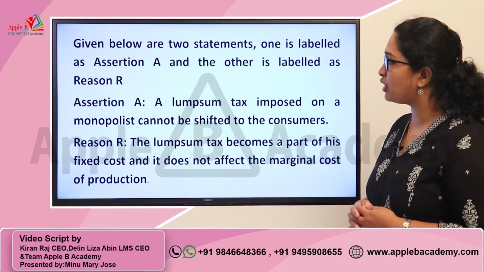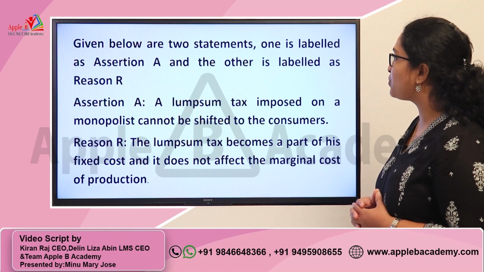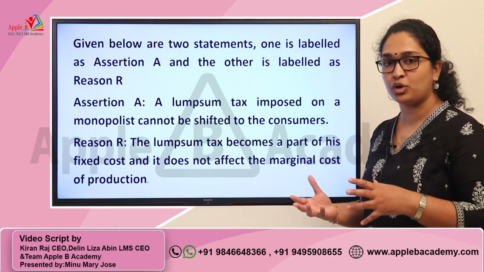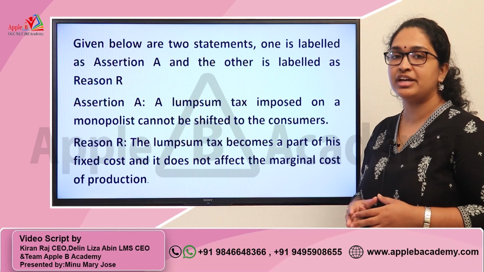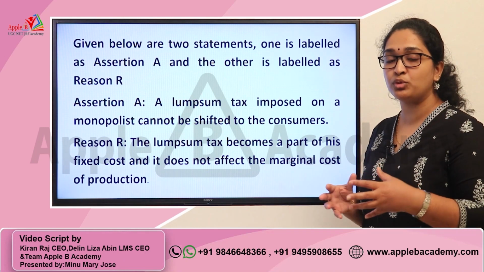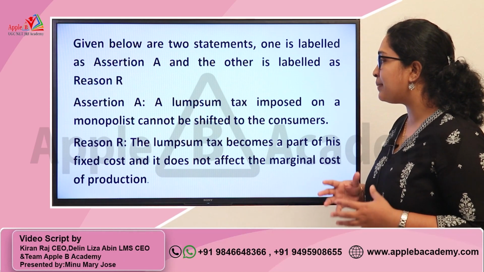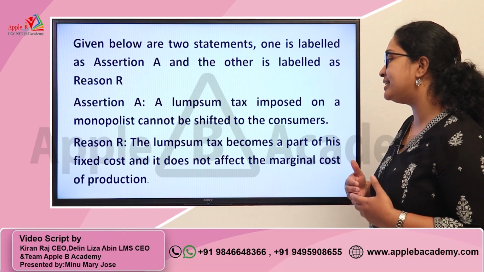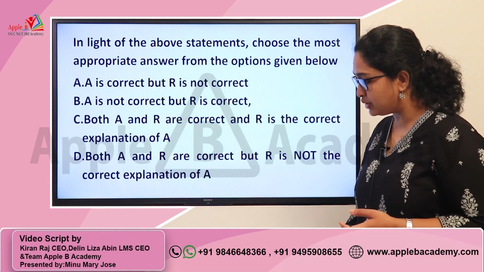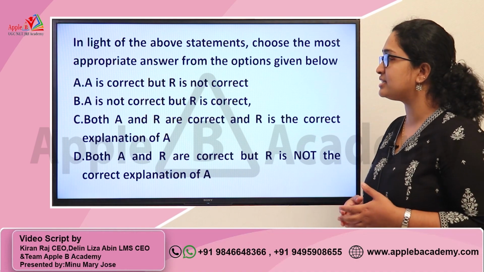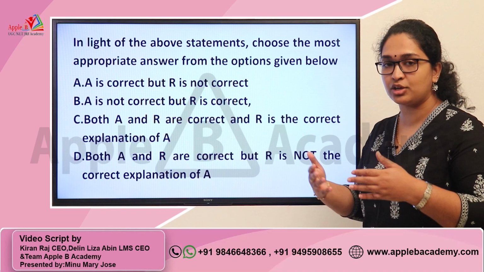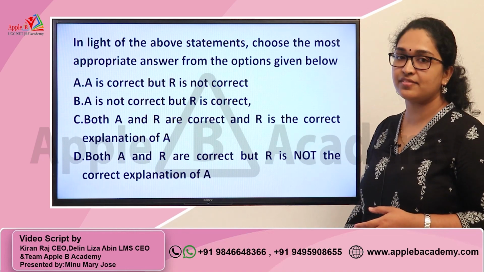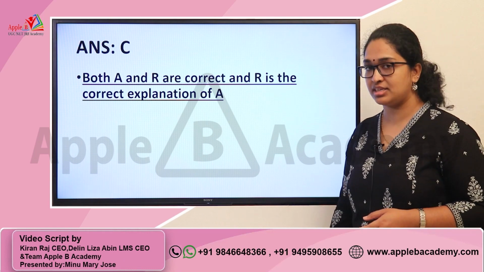Again, this is another question from public economics related to taxation. Given 2 statements, one is labeled as assertion and the other is labeled as reason. This assertion reason question is related to the monopolist and the implications of different tax structures on different market forms, and you can combine both public as well as microeconomics here. Assertion A: a lump sum tax imposed on a monopolist cannot be shifted to the consumers. The reason given is the lump sum tax becomes a part of his fixed cost and it does not affect the marginal cost of production. We have to choose the appropriate answer, whether the assertion and reason are correct and whether the reason substantiates the assertion. The answer is option C, that is both A and R are correct and R gives the correct explanation of A.